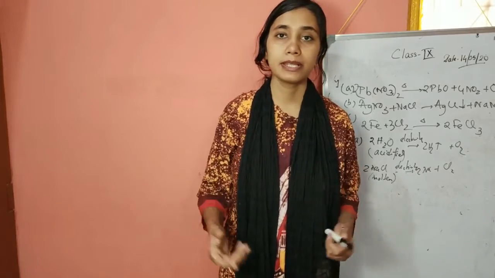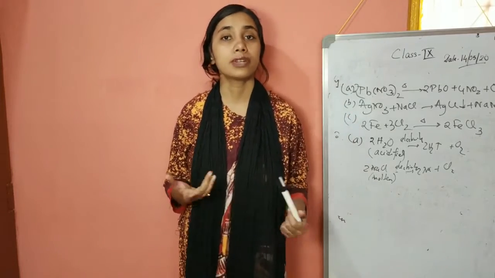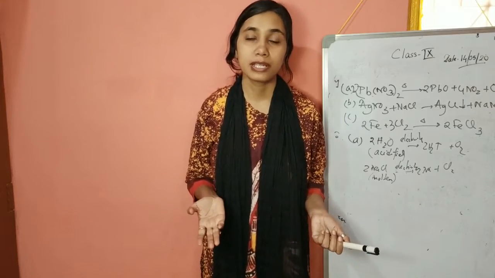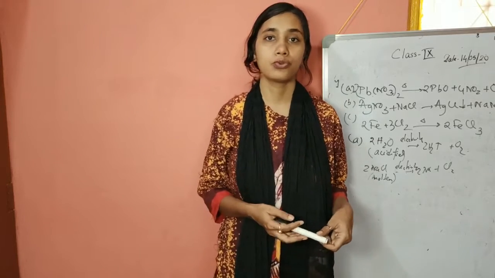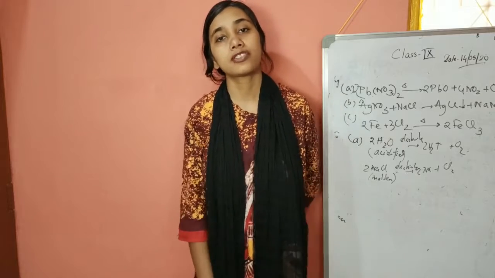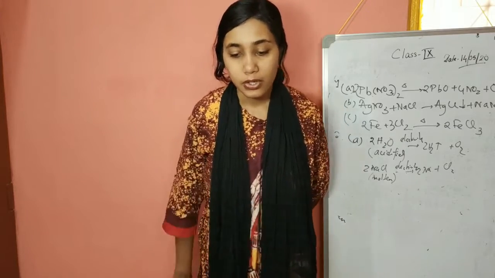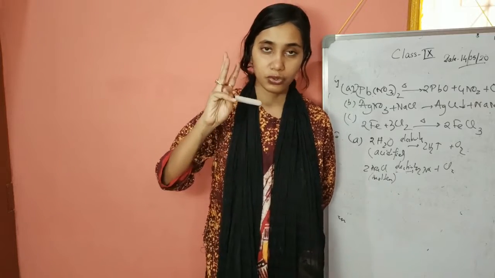Catalyst, many examples are there. 2KClO3 gives 2KCl plus 3O2, and then decomposition of hydrogen peroxide, 2H2O2 gives 2H2O plus O2. Even this Haber's process reaction, N2 plus 3H2 gives 2NH3, any one of these is correct. So here 1 mark for each, so 3 marks.